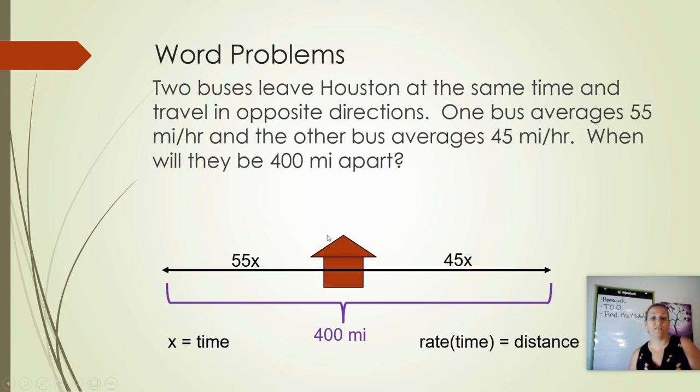Now, if I take the distance of the first bus and I add it with the distance of the second bus, my hope is that that total distance will be 400. So that's my equation. The distance of the first bus plus the distance of the second bus should equal that 400 miles. Here is the equation that we'll use.